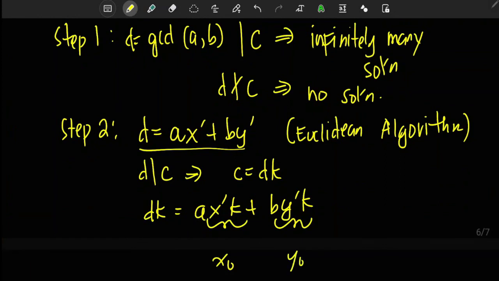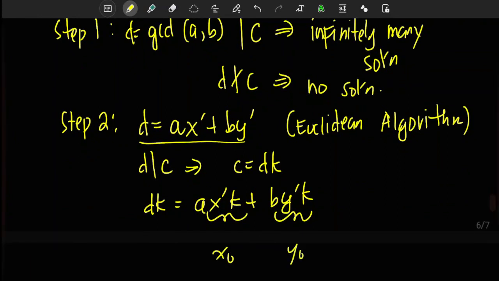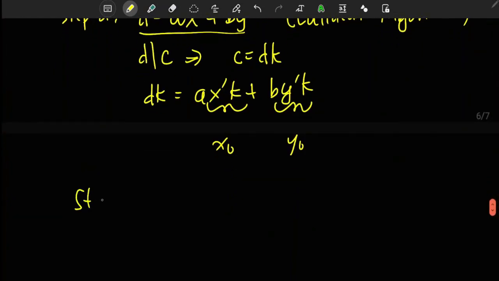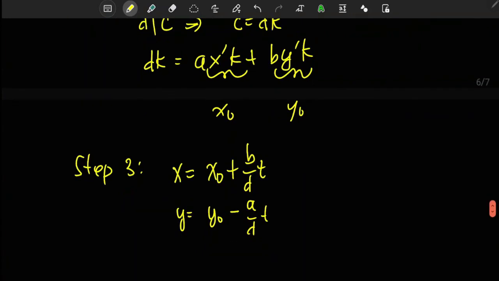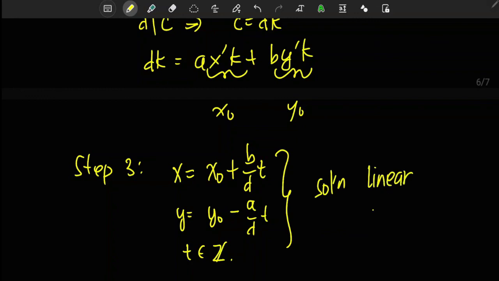So now that you have particular solutions, x sub 0, y sub 0, the last step is to substitute the values in the equation. x equals x sub 0 plus b over d t and y equals y sub 0 minus a over d t. Here, t is any arbitrary integer. And this gives you a solution for your linear Diophantine equation. In our next video, I will teach you how to use linear Diophantine equations in solving certain numerical problems.